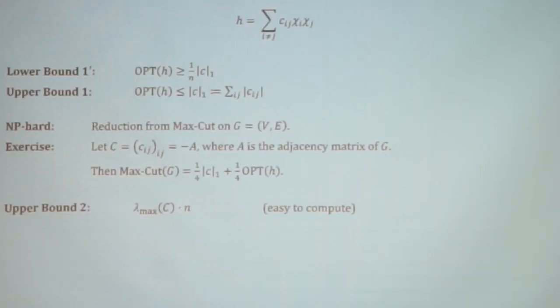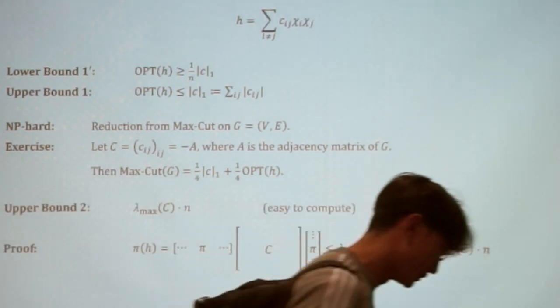So let's go back to bounds now that we have this sad feature that we cannot compute it exactly. Here's a different upper bound that's also easy to compute in polynomial time. It's the maximum eigenvalue of the matrix you get from putting these coefficients into a matrix, times n. We can compute the maximum eigenvalue efficiently, so that's a nice upper bound. And let's see why this is true.